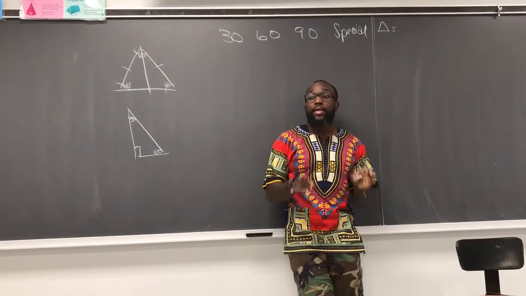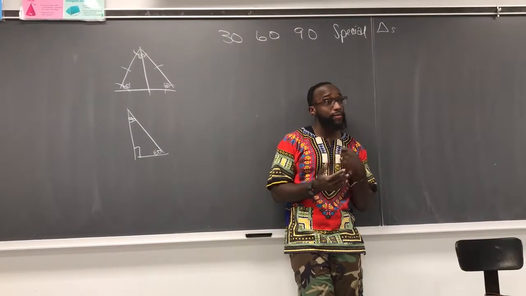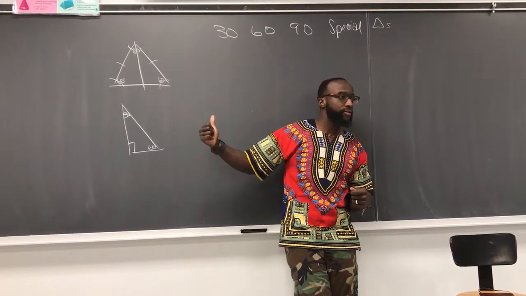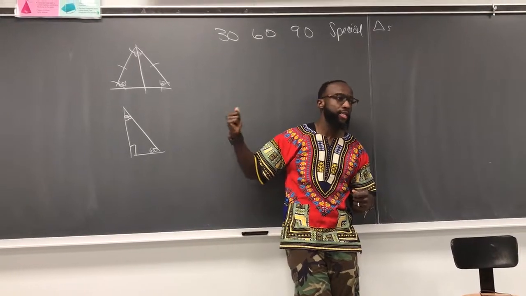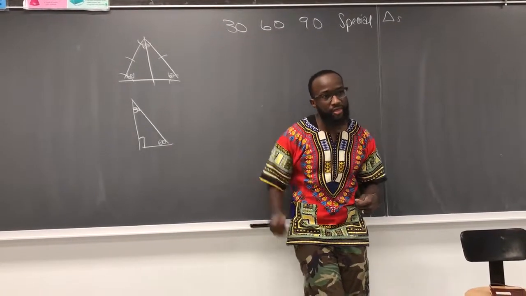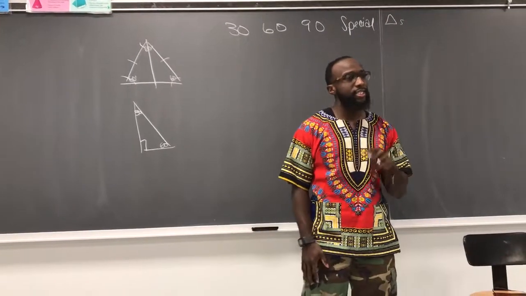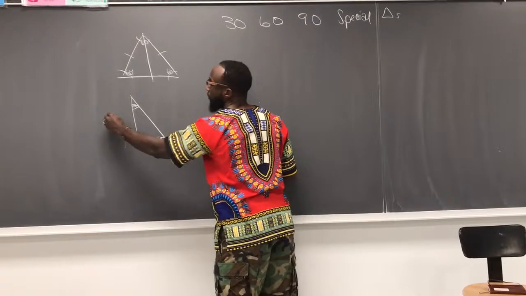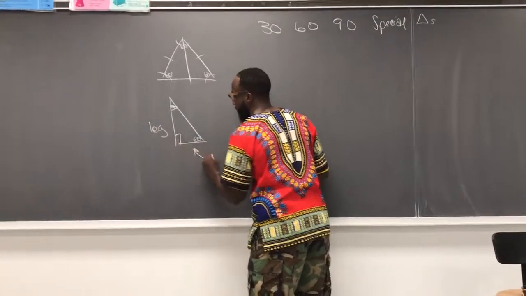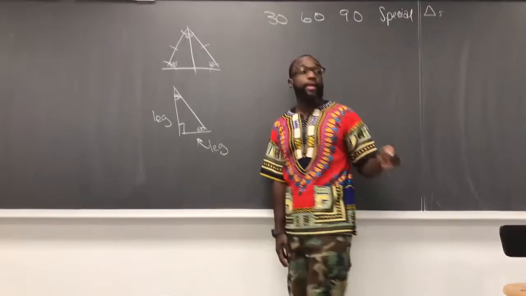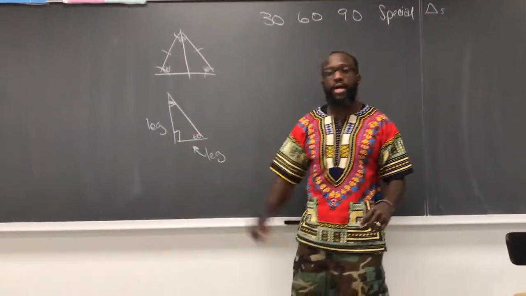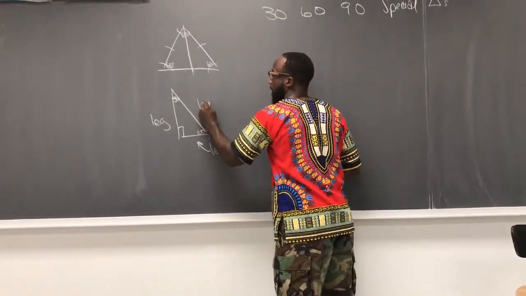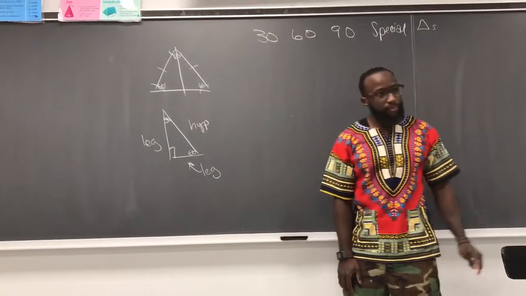Now, just like when we did 45, 45, 90 triangles, there's a shortcut to figuring out the lengths of the sides of a 30, 60, 90 triangle. First and foremost, let's name the parts. These are legs. The legs make up the 90 degree part. And this long side is the hypotenuse.